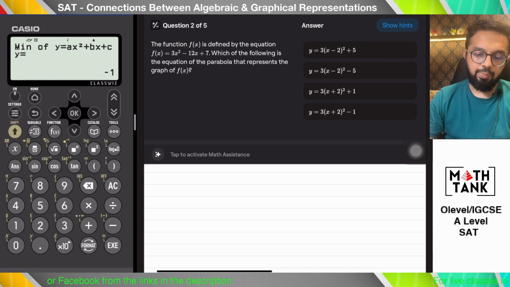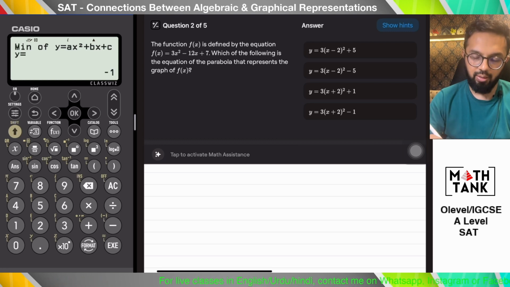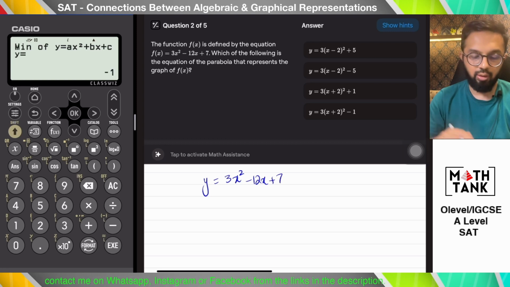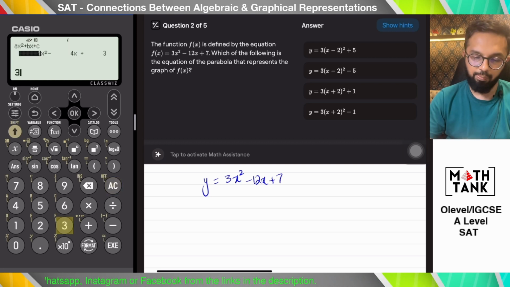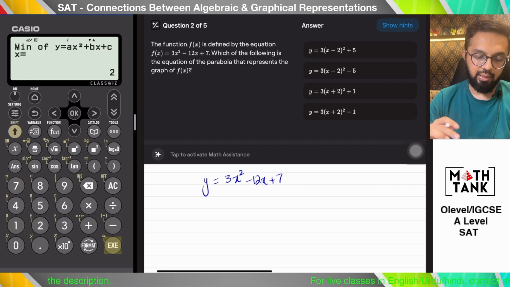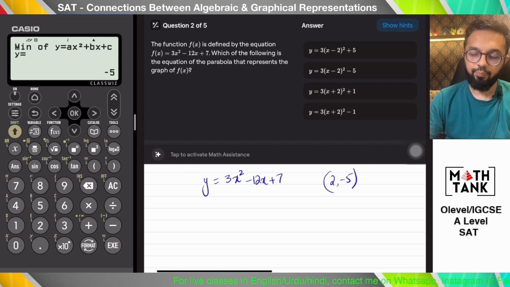Okay, let's look at the next one. It says the function f of x is defined by the equation f of x equals 3x squared minus 12x plus 7. Which of the following is the equation of the parabola that represents it? Okay, again, as I did in the previous question, what I could do is a comparison, or I could plug each of these into a calculator and see what my turning point comes out to be. Since my calculator can do that, 2 comma minus 5.